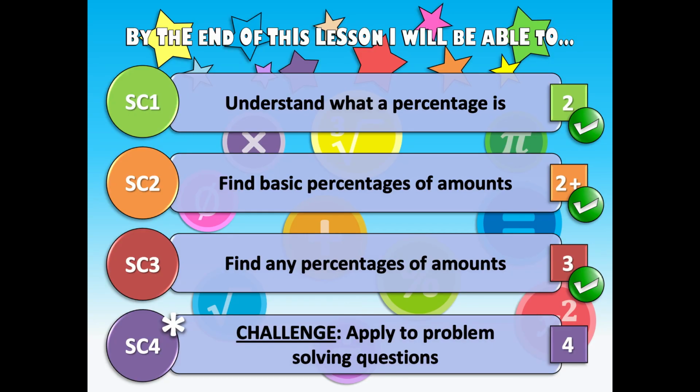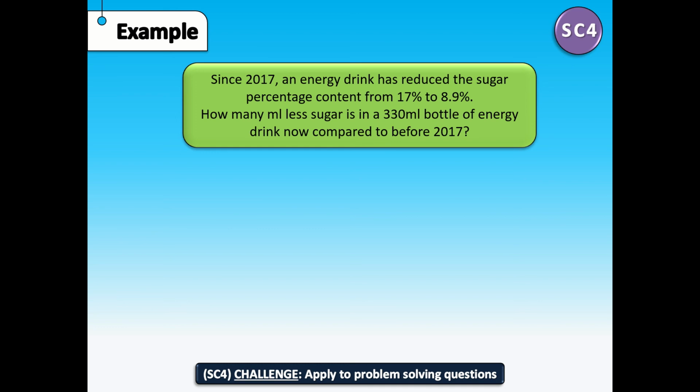And now we've completed success criteria 3. So now we're going to move on to number 4, and this is to apply to problem solving questions. Since 2017, an energy drink has reduced the sugar percentage content from 17% to 8.9%. How many millilitres less sugar is in a 330 millilitre bottle of energy drink now compared to before 2017?